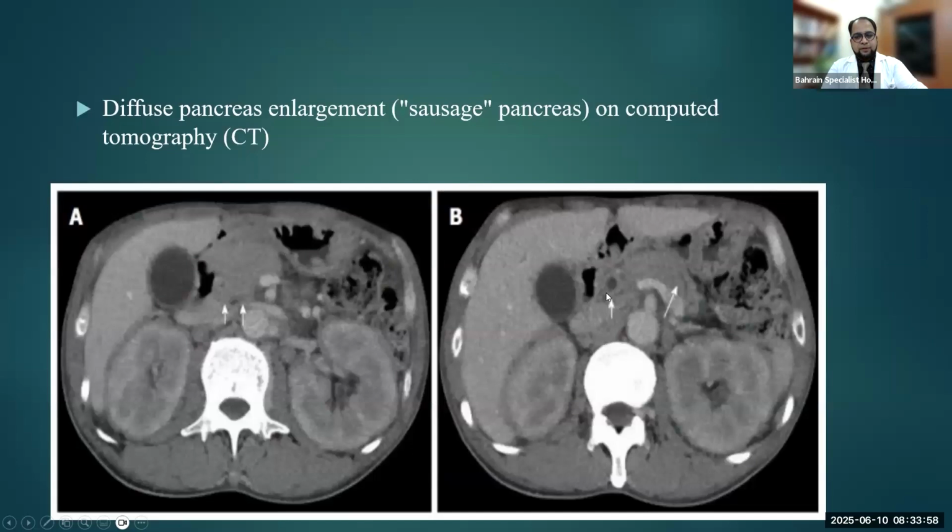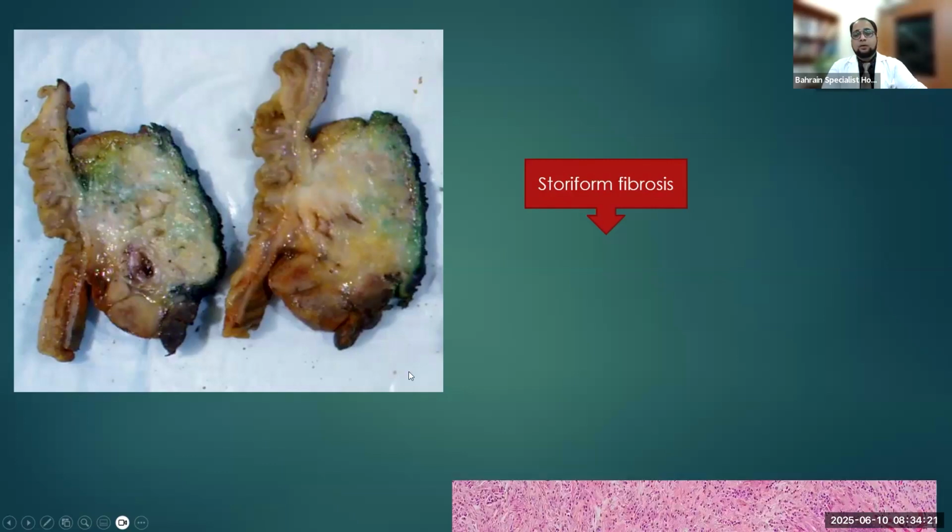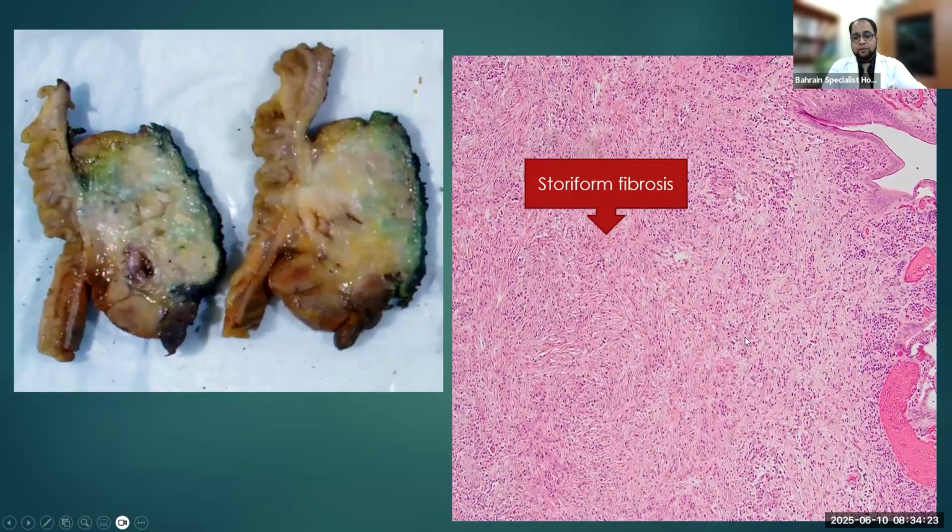So the classical feature of the sausage-shaped pancreas will be depicted in the CT scan. And this is the CBD dilatation. On gross, we can see the fibrosis and periductal fibrosis of the pancreatic head with extension of fibrosis to the duodenal wall. And on microscopy, we can see the classical storiform pattern with the dense lymphoplasma infiltrate.